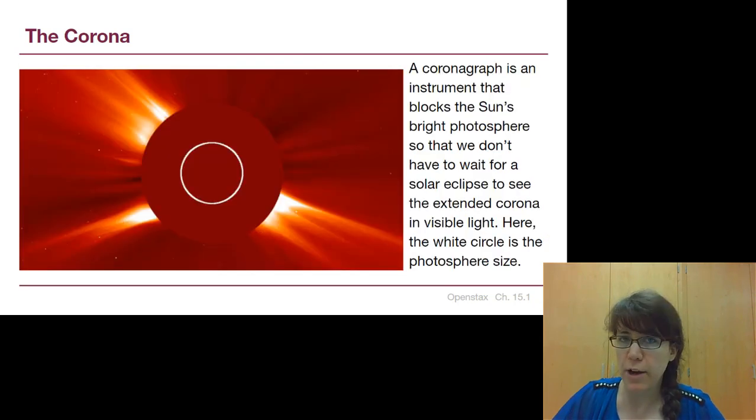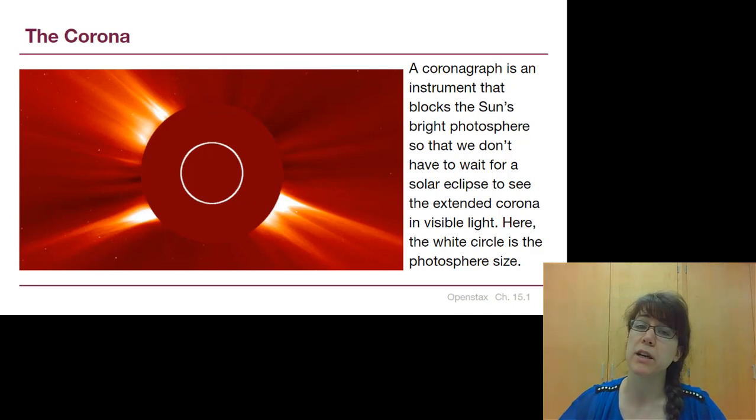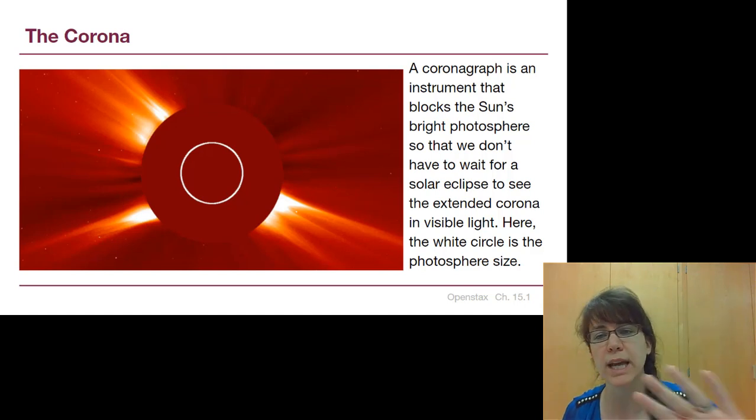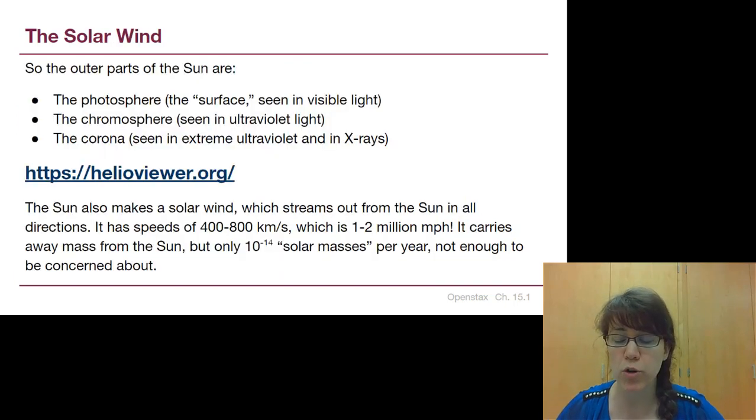A coronagraph is how we are able to study the corona more consistently, because rather than having to wait for a solar eclipse like we saw about four or five slides ago, we can basically fake a solar eclipse by putting a disk to block the bright photosphere so that we can see those outer streaks of light that are part of the corona.